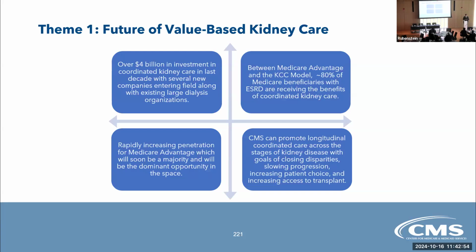But what this also means, and the definite upside of this, is that between MA and the Kidney Care Choices model, approximately 80% of beneficiaries in Medicare with ESRD are receiving the benefits of coordinated kidney care. So that's good, at least theoretically, where the goal is that 80% of the patients have providers that are looking out for them based on their cost and quality, and are hopefully being held to that same set of incentives.